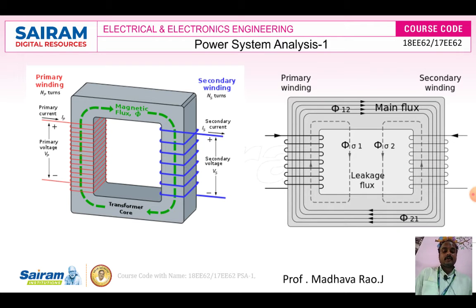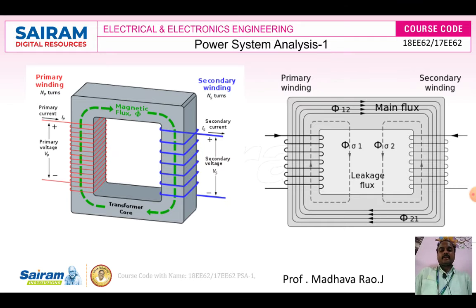So this is the construction diagram of the transformer. Transformer will have two windings, primary winding and secondary winding. Primary winding is connected to the supply, secondary winding is connected to the load always. So primary winding voltage is Vp, sometimes we can also consider V1. Secondary winding voltage is Vs. Similarly, the current of the primary winding is Ip, and the secondary winding current is Is.